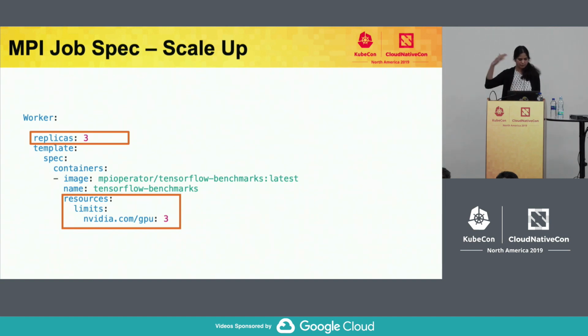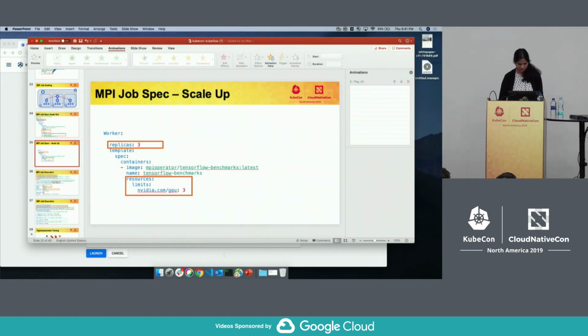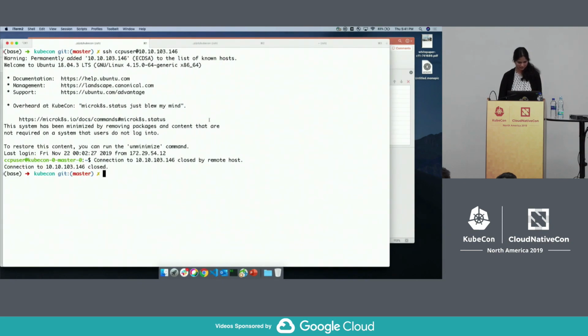If you want to scale up, that is increase the number of slots in your worker and increase the number of GPUs that are available, you basically update the resources that are specified here. And again, this is the scaling out part where I've increased the number of replicas. So this is an example of an MPI specification. Let us do a quick demo and have this run and hope it works.